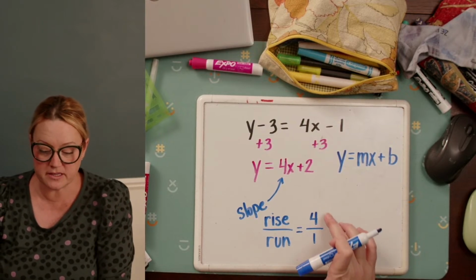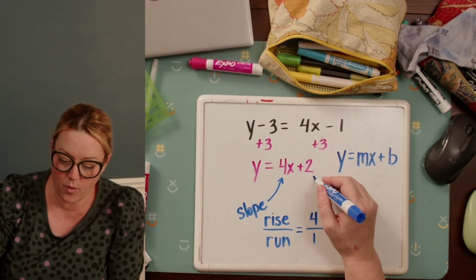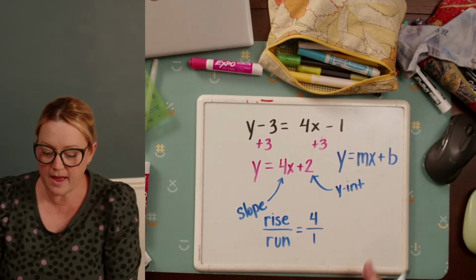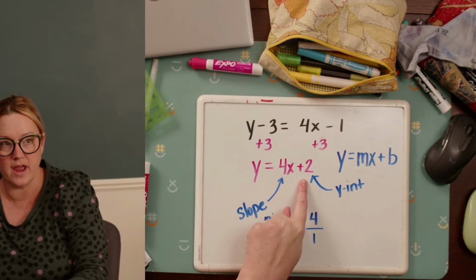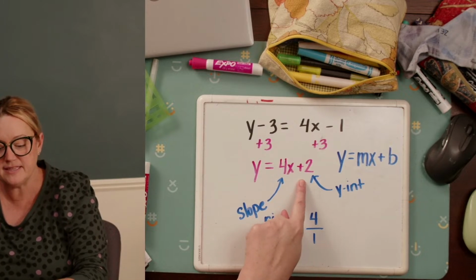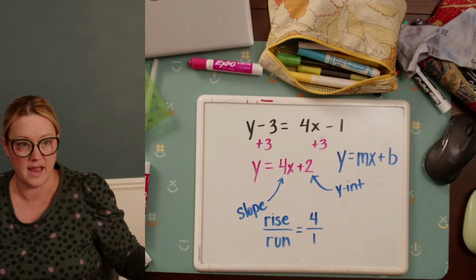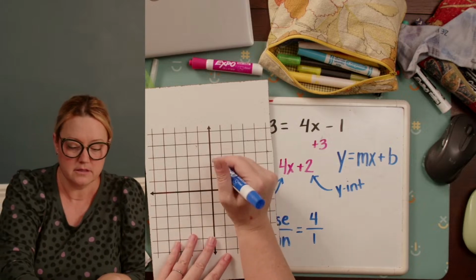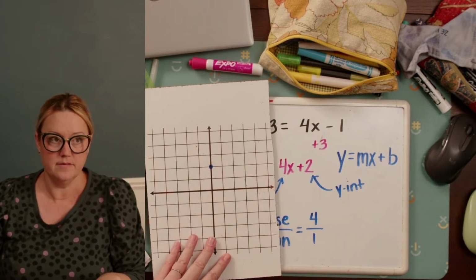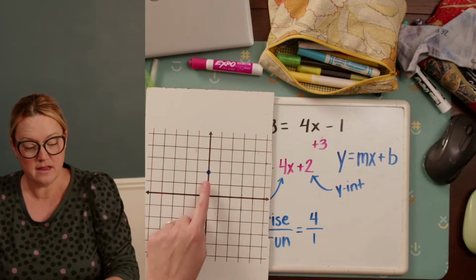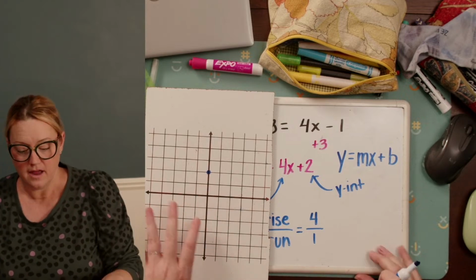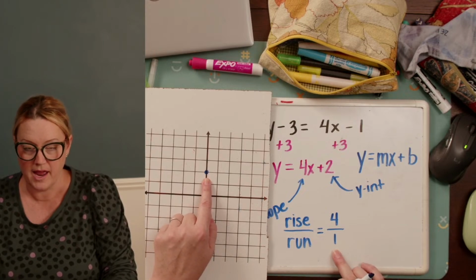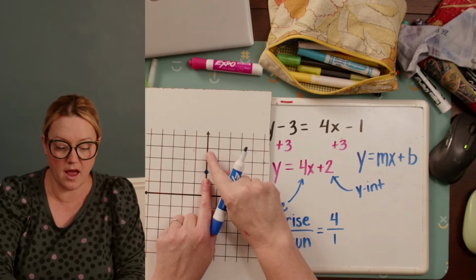So rise over run is 4 over 1, and then our y-intercept is positive 2. So that means that my line, which is y equals 4x plus 2, is going to cross the y-intercept at positive 2. I'm going to go ahead and mark that. So positive 2 right here. Okay. And then I think about my stairs, right? To get to my next point, I'm going to go up 4 and over 1. So that would be up 4.